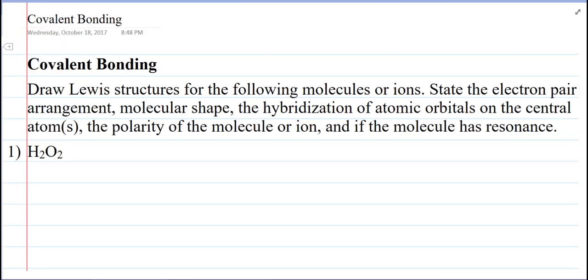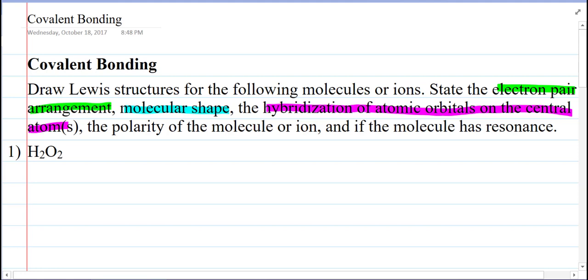So we're going to draw the Lewis structures. We're going to talk about the electron pair arrangement, and that'll be in green. The shape in blue. The hybridization, it'll be purple. The polarity, which will be red. Oh, that's orange.